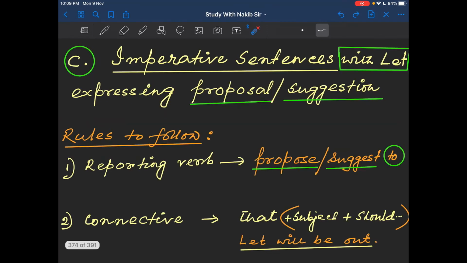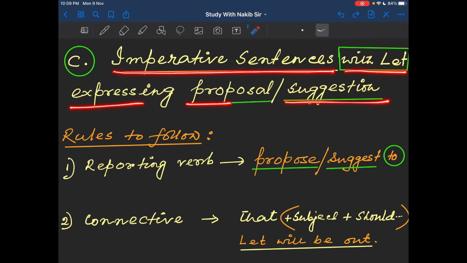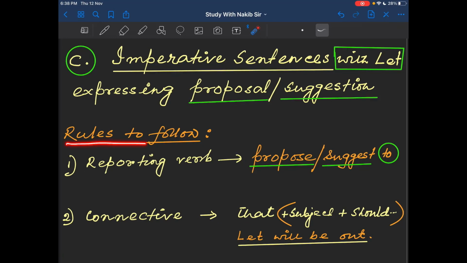Okay. Now come to the last section, section C. This section deals with the imperative sentences with let, expressing proposal or suggestion. Here you have to follow some rules. See the rules to follow. The first rule, change the reporting verb to propose or suggest. Use to after propose or suggest if there is any object after it. So change the reporting verb to propose or suggest.